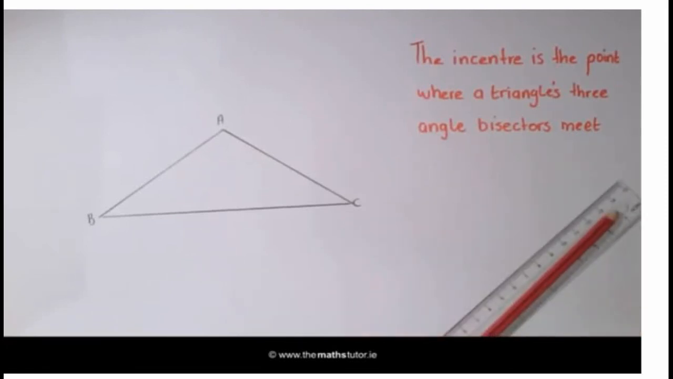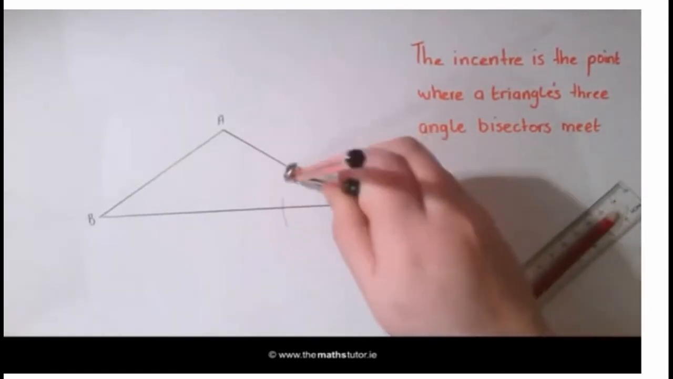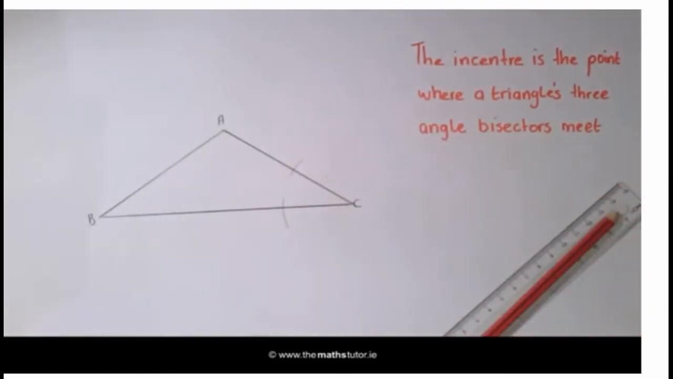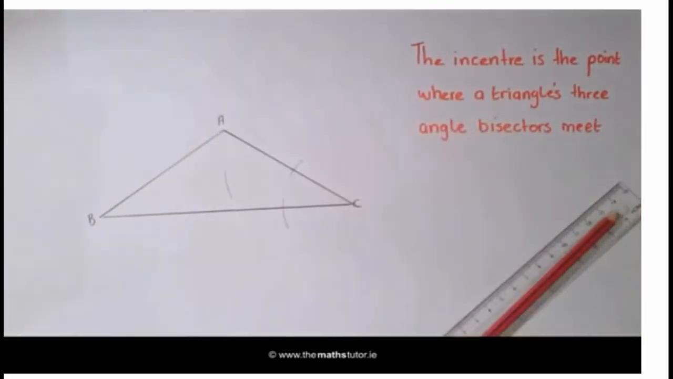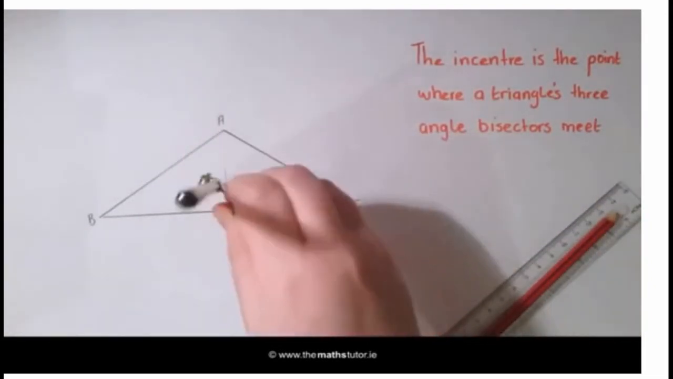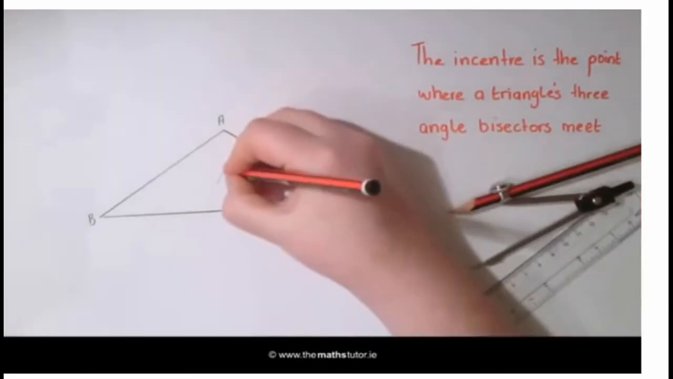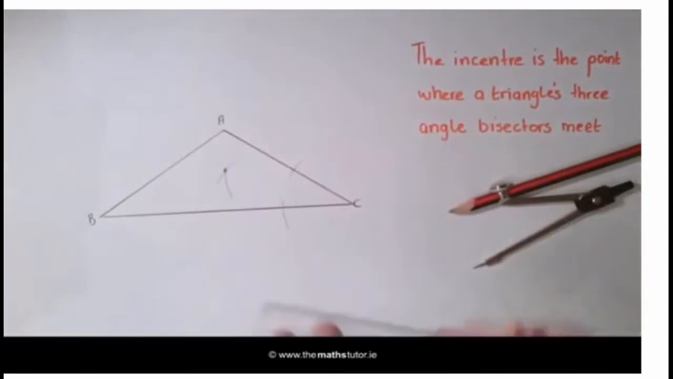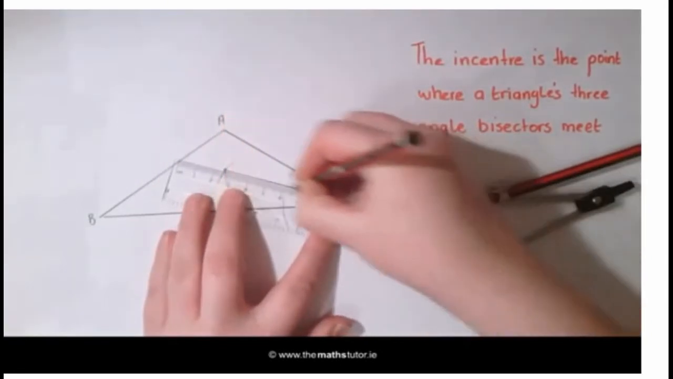So placing our compass on C, we're going to draw an arc across the arms of the angle. We're then going to draw an interior arc and where these meet, we're going to draw a line from it to the vertex C.